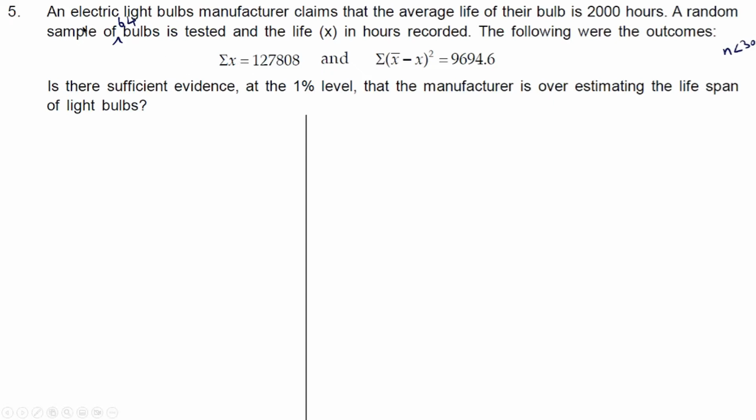So here we have an electric light bulbs manufacturer who claims that the average life of their bulbs is 2000 hours. So this is the population mean mu naught. A random sample of 64 bulbs is tested and the life in hours is recorded. The life is taken as x, summation x is given and summation x bar minus x the whole square is given. We have to test whether the manufacturer is overestimating the lifespan of light bulbs. So here we have to test whether there is overestimation in the lifespan of light bulbs. The meaning is that this is a one-tailed test. It is not a two-tailed test. It is a one-tailed test.